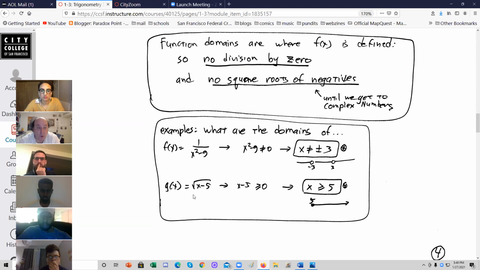For the function square root of x minus 5, the input has this x minus 5 inside the square root that has to be at least 0, no square roots of negatives. So x minus 5 is at least 0, and therefore x is at least 5. So the domain includes 5 and everything to the right.